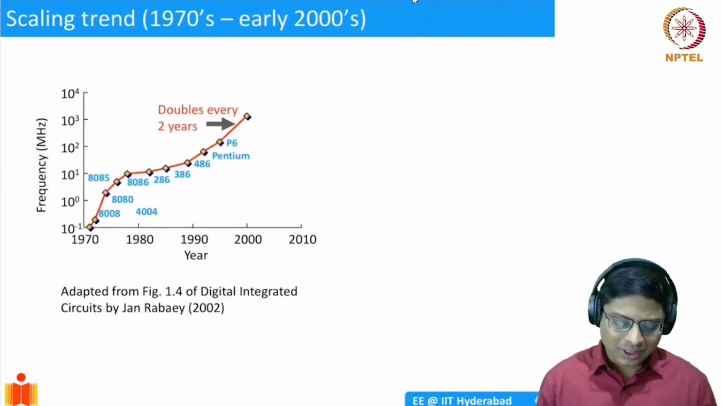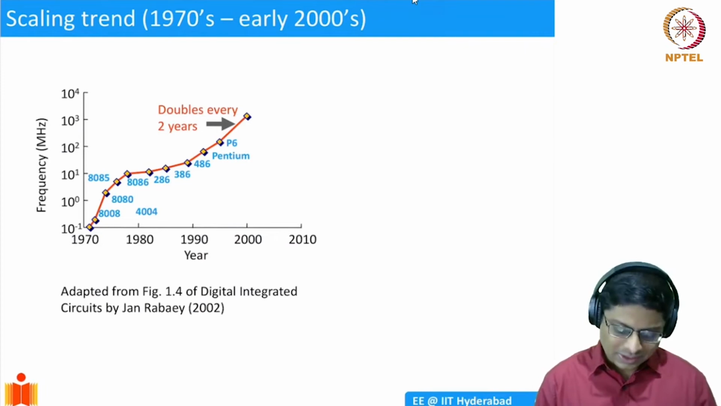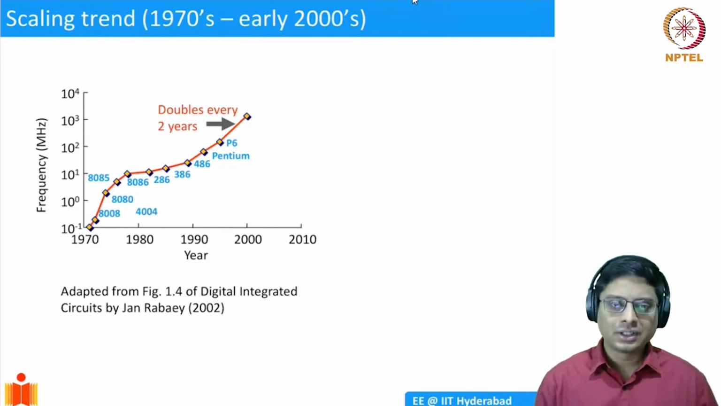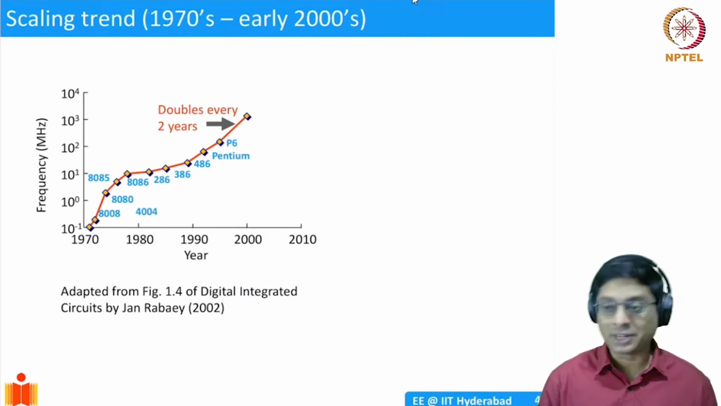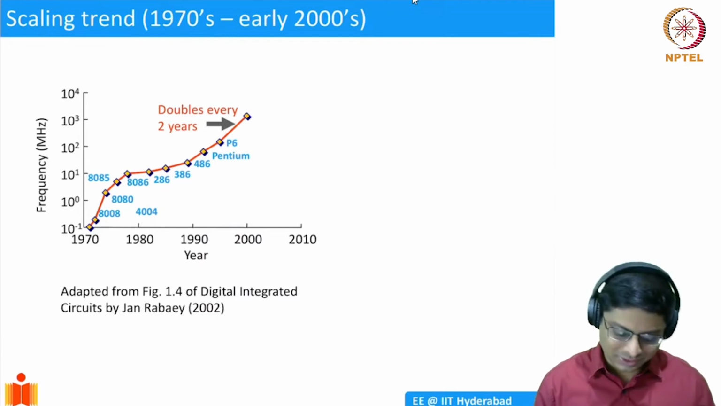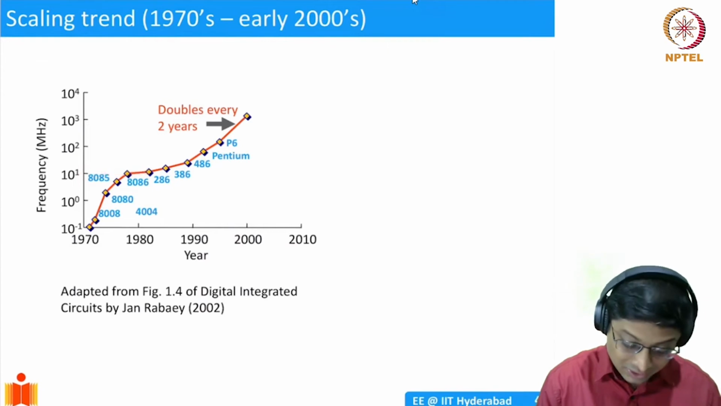So if you look at the impact of scaling in the 1970s and 80s and even early 90s, that is captured in this graph. What you're seeing is the frequency of a microprocessor over the years from the 70s to 2000. Many of you may not remember that in the 70s, the frequency of processors was basically a few megahertz. The 286 processor, which was one of the popular ones, was about 10 megahertz.